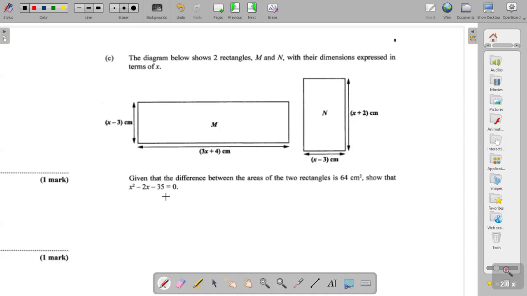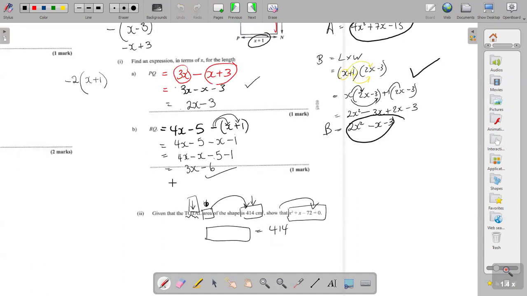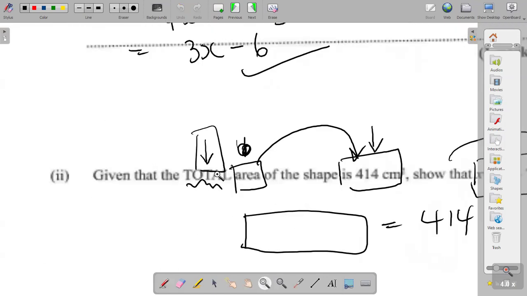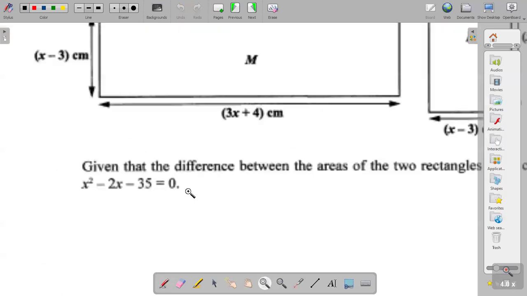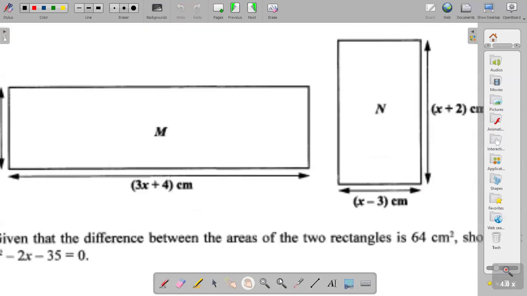Let me repeat myself again. The previous question asked for the total. Let me zoom in here, see? So total means we had to add. This one is now talking about the difference. So what is the strategy?